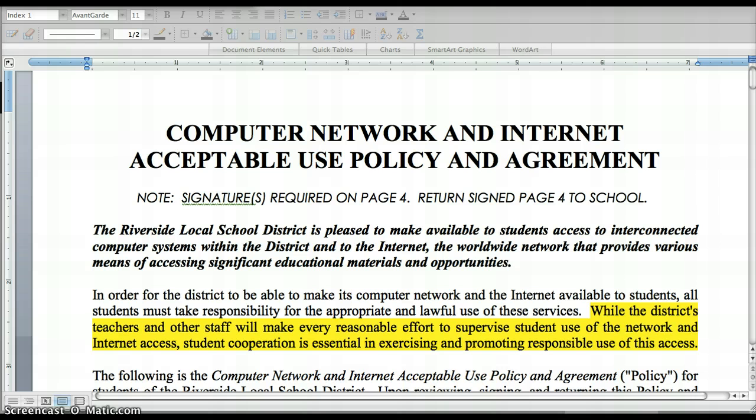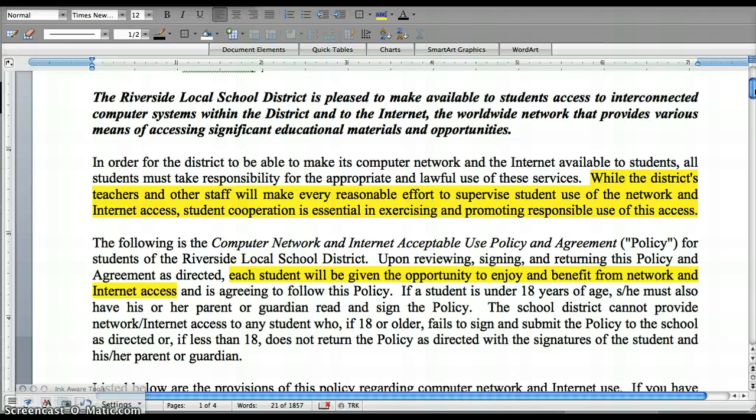So quickly, I just want to go through a couple points that stood out to me in reference to how they relate and how they are played out in our district. So in the yellow here, just a couple of mentions. It says, while the district's teachers and other staff will make every reasonable effort to supervise student use of the network and internet access, student cooperation is essential in exercising and promoting responsible use of this access. So it's not only the staff's responsibility, but it's also important that the students cooperate in using appropriate internet access and usage, as well as being responsible for anything that happens that is not appropriate.